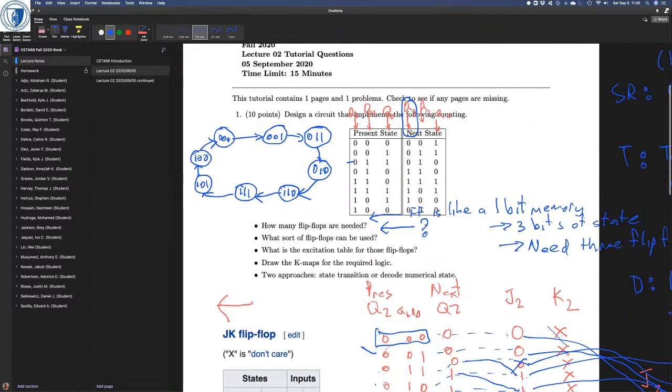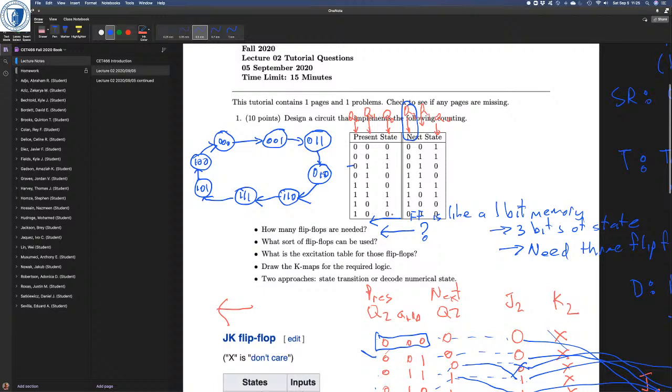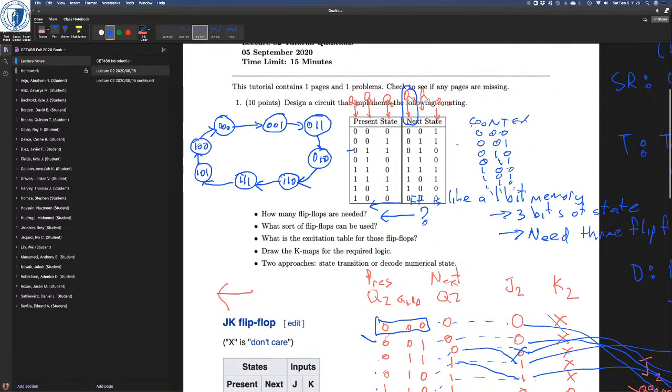So where is it? 0, 0, 0, 1, 0, 0 goes to 0, 0, 0. So what we need is the counter, right? So 0, 0, 0, 0, 0, 1, 0, 1, 0, 1, 0, 1, 1, 1, 0, 0, 1, 0, 1, 1, 1, 0, and then 1, 1, 1 down the bottom. It's a bit overlapped, right?